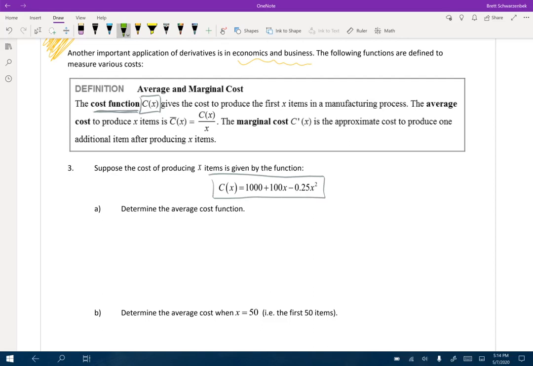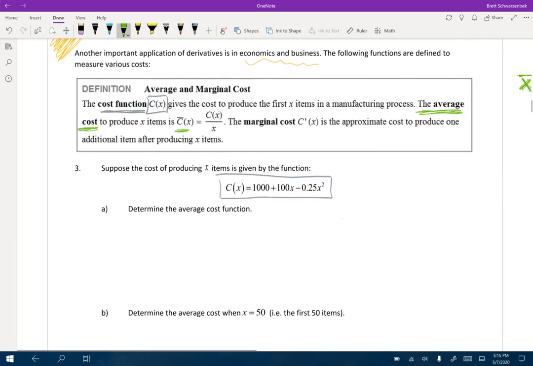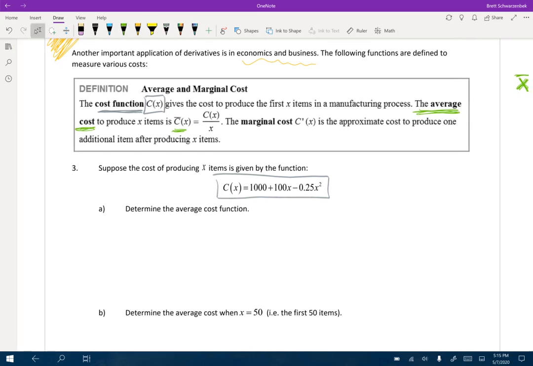Okay, so what are the important things beyond this you need to know? First, we have what's called the average cost function, which we represent as C bar. If you took statistics, you would have learned that X bar is the sample mean or sample average, so it's the same concept. C bar represents the average cost function, and you get it by taking the cost function itself and dividing by X, the number of items in the manufacturing process. When you're doing the problems themselves, you're usually just dividing by the variable X, but we will talk about that when we get to it.